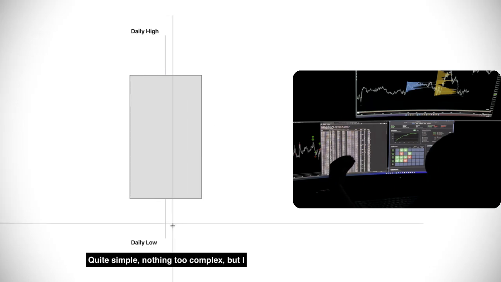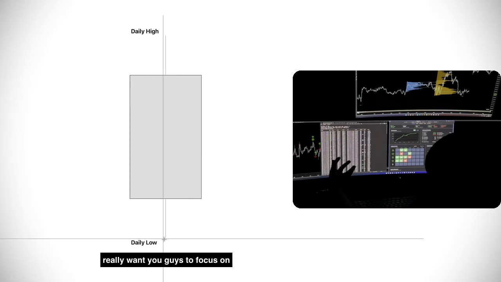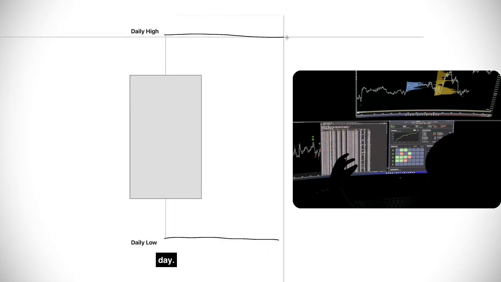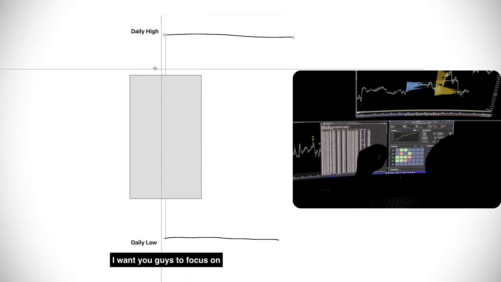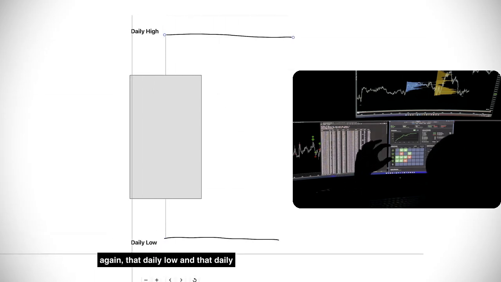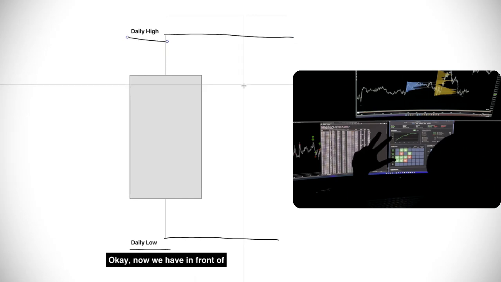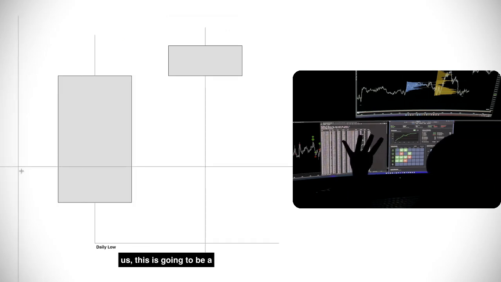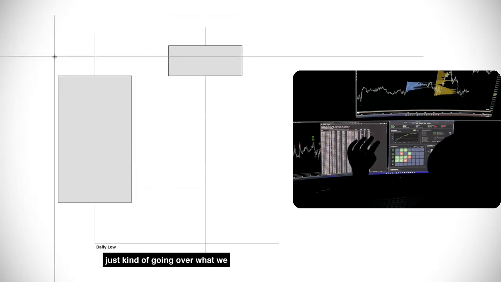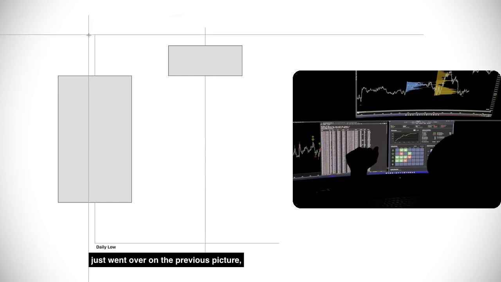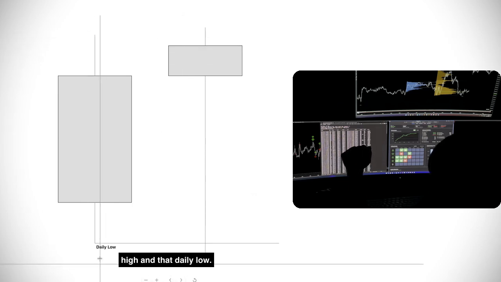Quite simple, nothing too complex, but I really want you guys to focus on the low and the high of the day. Everything else is irrelevant for now, but I want you to focus on, again, that daily low and that daily high. Okay, now we have in front of us a bullish example. Just going over what we just went over on the previous diagram, we have that daily high and that daily low.